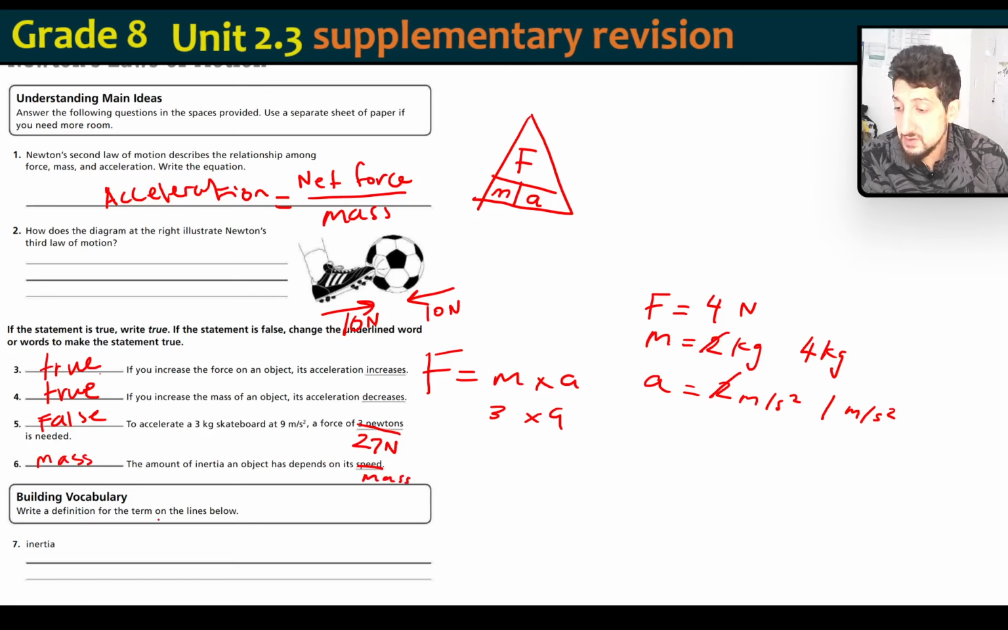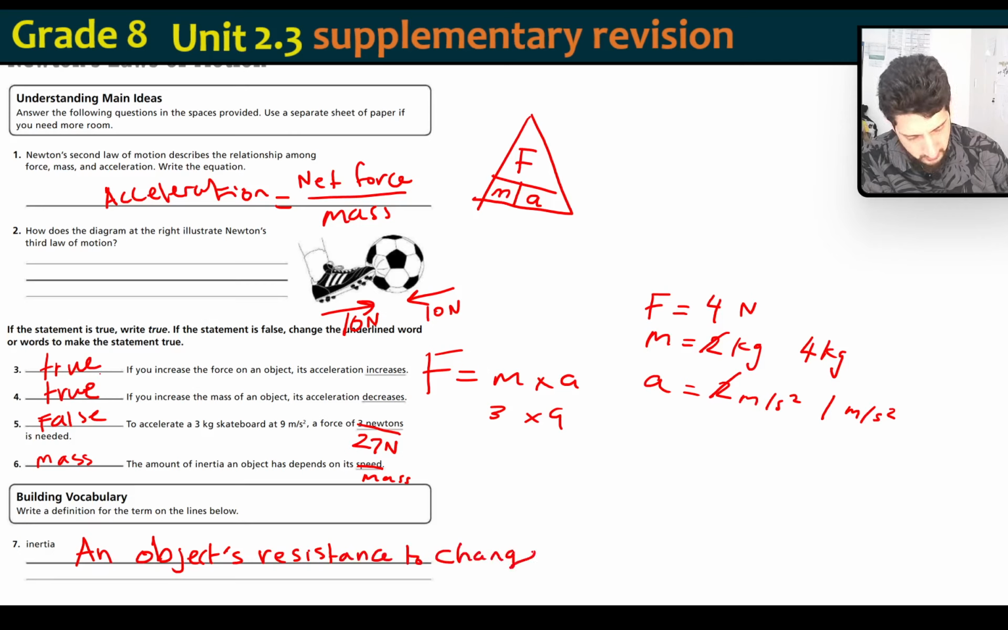Write the definition for the terms below. Inertia. So this is an object's resistance to change in motion. And as we described before, we said an object with more mass will have more resistance to change in motion than an object with less mass.